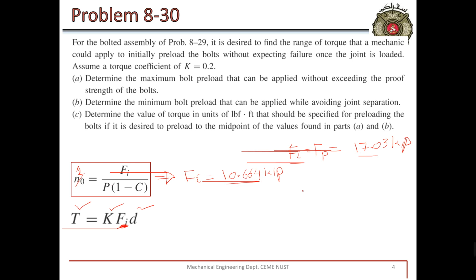So the average Fi is equal to 10.664 plus 17.03 divided by 2. This gives us a value of Fi equal to 13.85.